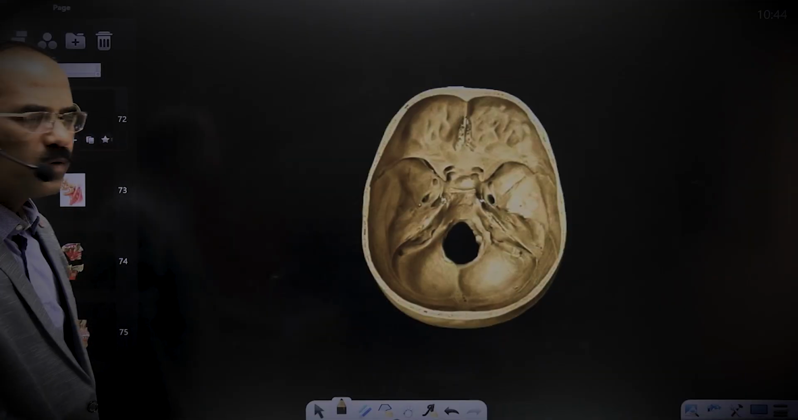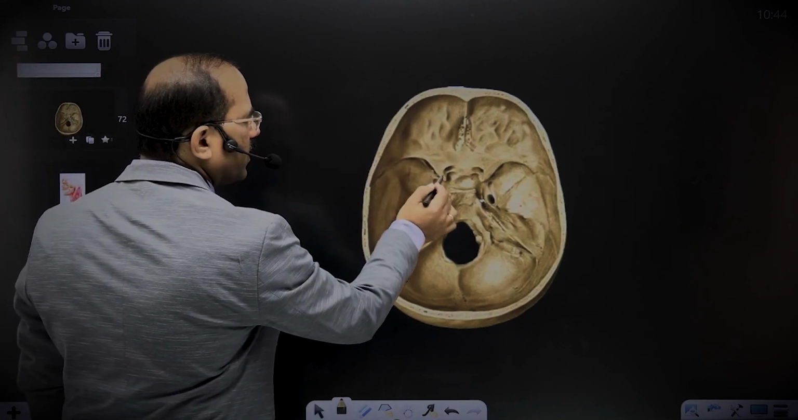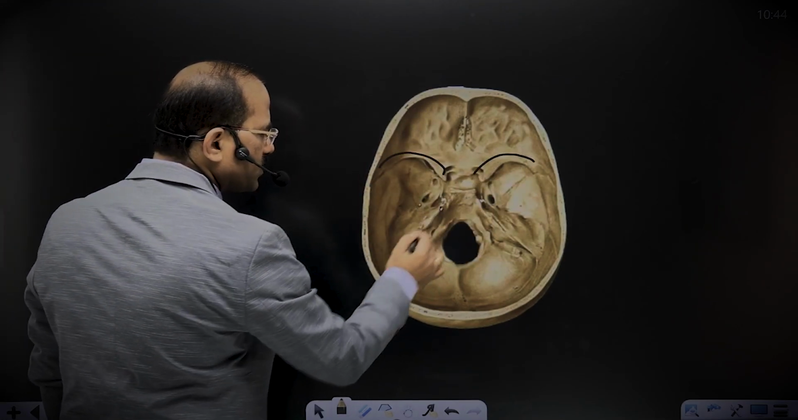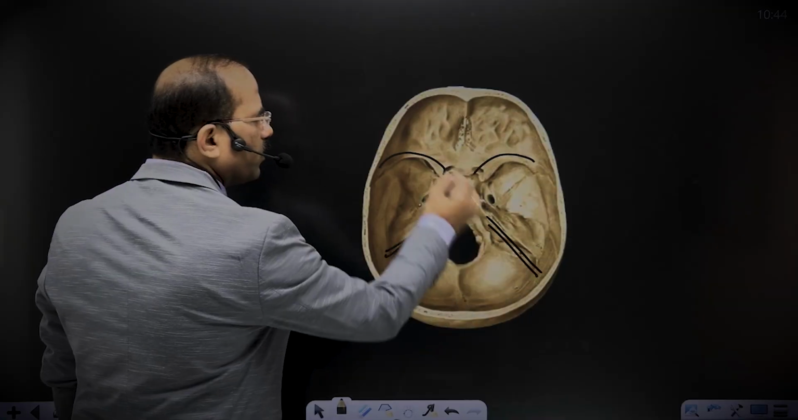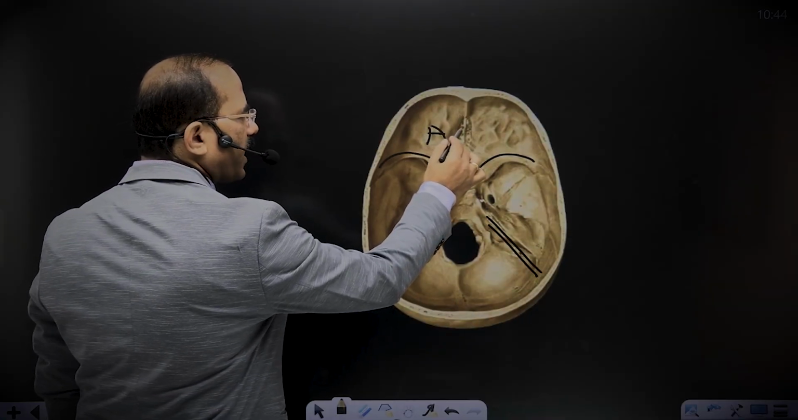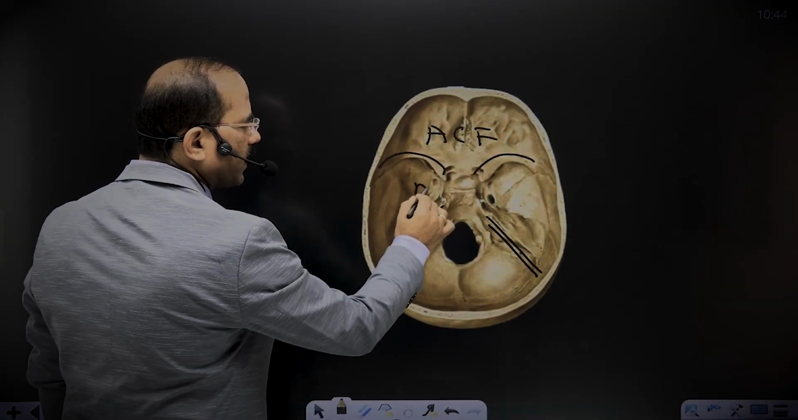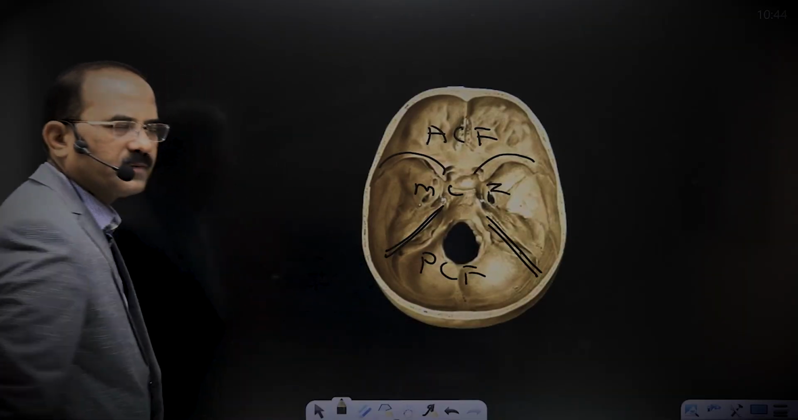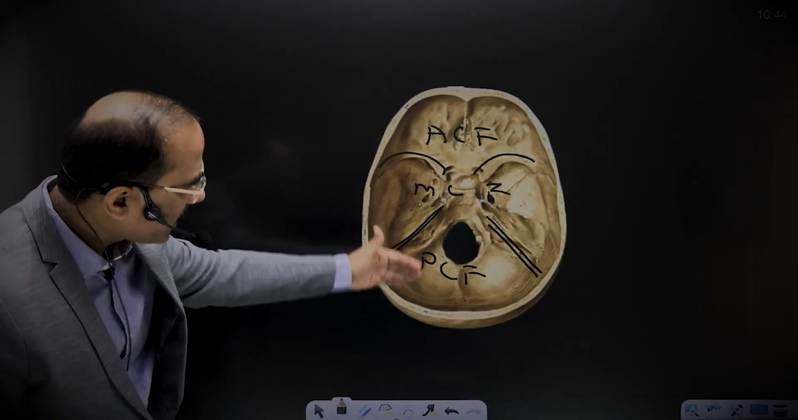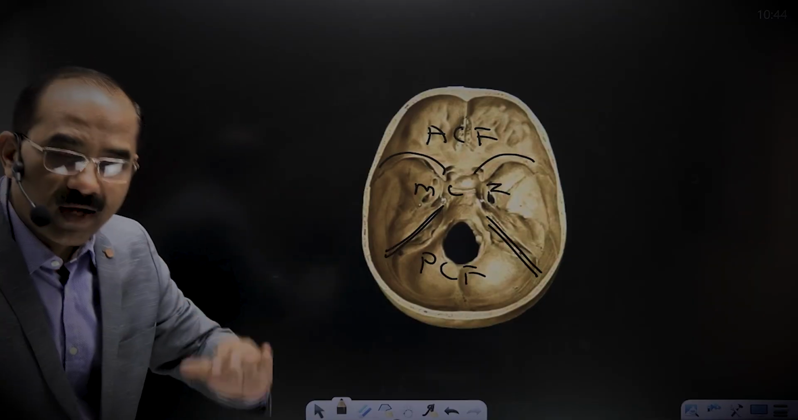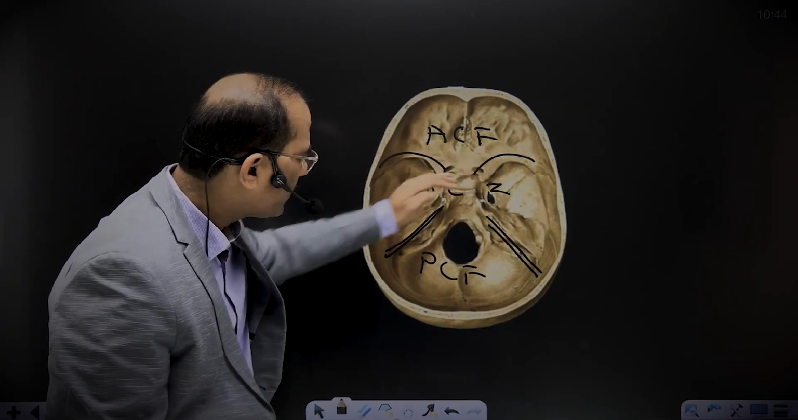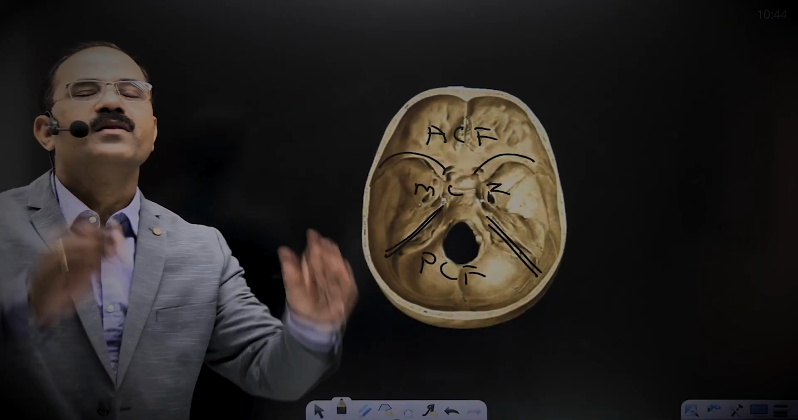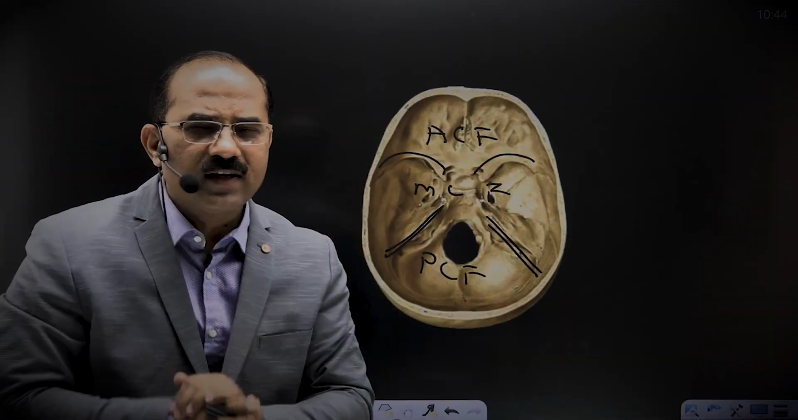Now you tell me, what is this cranial fossa? That's the lesser wing of sphenoid. That's the petrous part of temporal bone. What is this cranial fossa? That's the anterior cranial fossa. That's the middle cranial fossa, and that's the posterior cranial fossa. Clear? Anterior, middle and posterior cranial fossae are divided by the lesser wing of sphenoid and the petrous part of temporal bone. Now, a nerve, understand the statement.